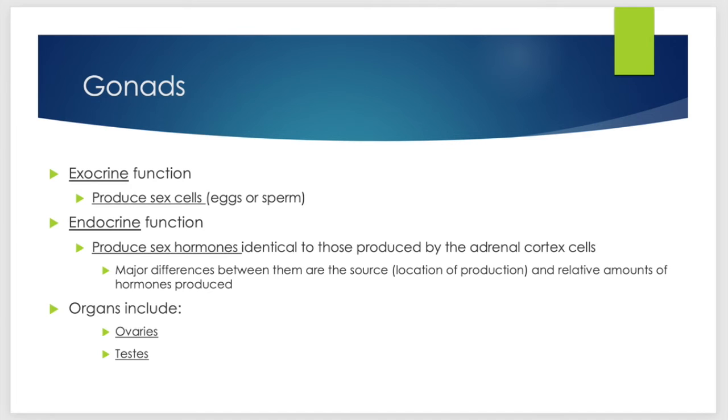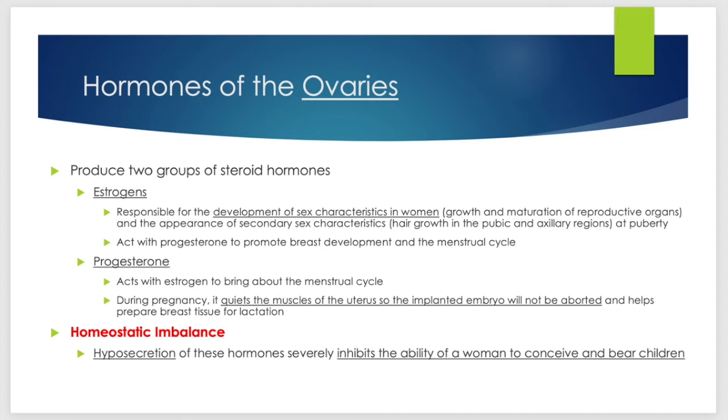Next, we have your gonads, or the ovaries and testes. They have both an exocrine and endocrine function. For the exocrine function, your gonads will produce sex cells, which would be either eggs or sperm. And for the endocrine function, they're going to produce sex hormones that are identical to the hormones that your adrenal cortex would make. The major difference between them is basically the location of production and how much of those hormones they produce. So if we look first at the ovaries, there are two groups of steroid hormones produced by the ovaries. That would be estrogens and progesterone.